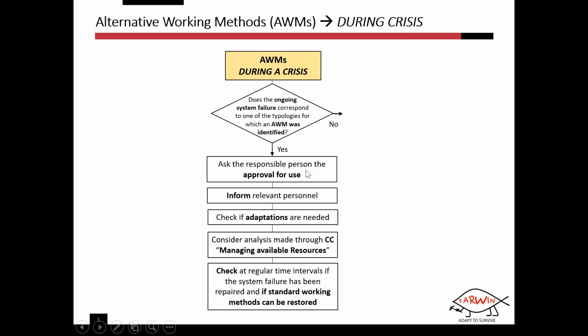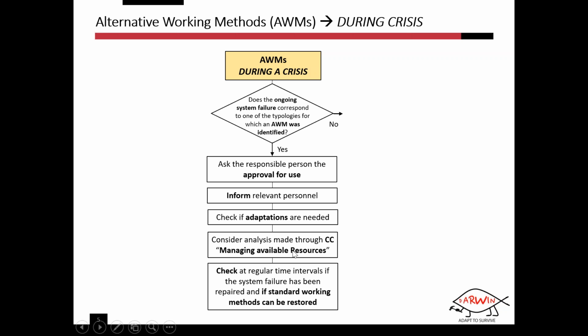So the responsible person or role which was assigned has to approve that this alternative working method is used, and has to inform all the relevant personnel in the organization, has to check if any adaptation is needed, because it may be that it corresponds to that case, but still is not that precise, especially in this situation of uncertainties we were referring to. You may need to do adaptations.